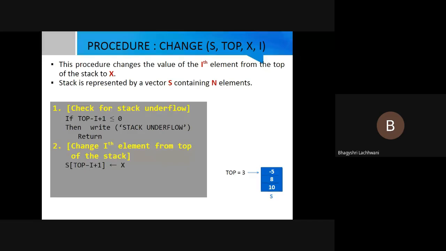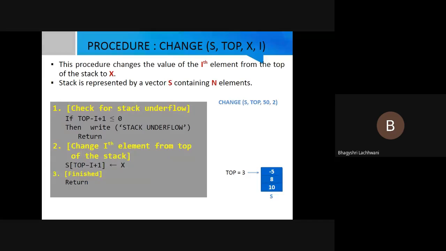Once we have updated, then finish. Okay, just see the tracing. First, this is the stack available to us: minus 5, 8 and 10. Stack name is S and top will be on 3. So first time we will call a function change as top 50 10. What will this function call do? This function call will change the stack such that from the top of the stack, on the second position, the value 50 is copied. Just compare with the algorithm.